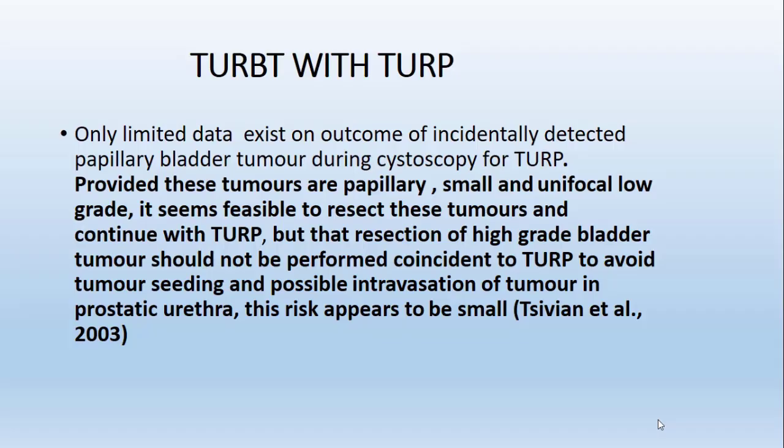So what should be done if we find a bladder growth on cystoscopy done for TURP? Only limited data exist on the outcome of incidentally detected papillary tumor during cystoscopy for TURP. Provided these tumors are papillary, small, unifocal, low grade, it seems feasible to resect these tumors and continue with TURP. But the resection of a high-grade bladder tumor should not be performed coincident to TURP, to avoid tumor seeding and possible intravasation in the prostatic urethra.